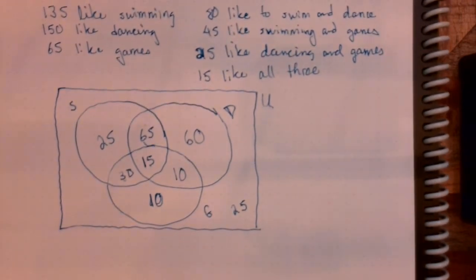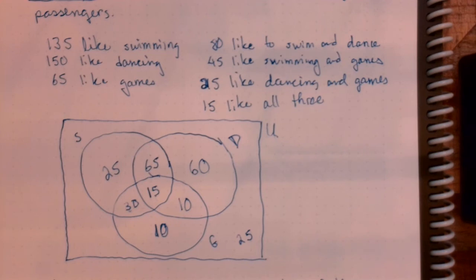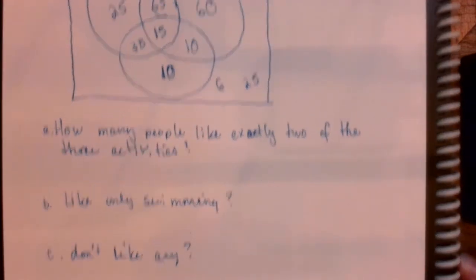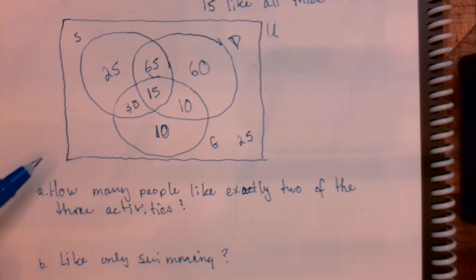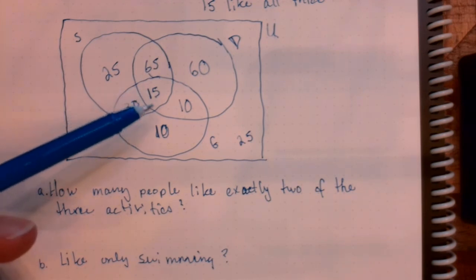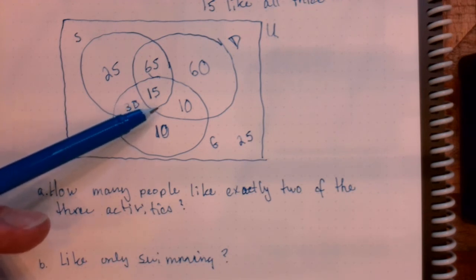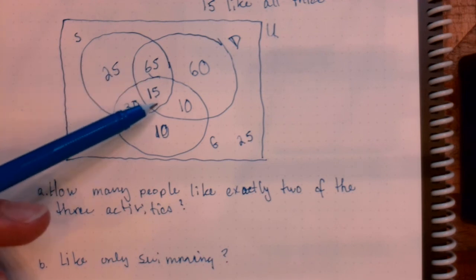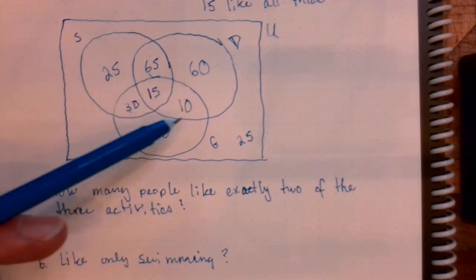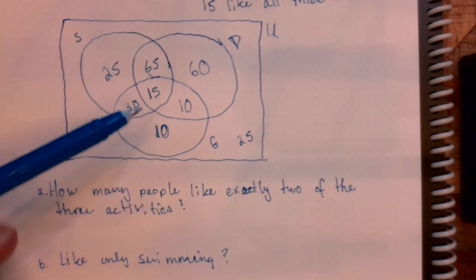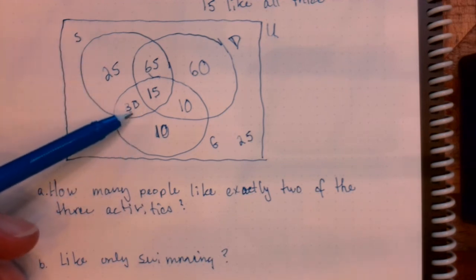Okay, so the questions that they're asking me in this problem are right here. Let's look at this right here. How many people like exactly 2 of the 3 activities? Now there's a couple of ways you could do that. Exactly 2. So in other words, these people are out. Okay, because they don't like exactly 2, they like all 3. We're talking about people that like swimming and dancing, but not games. We're talking about people that like dancing and games, but not swimming. And we're talking about people that like swimming and games, but not dancing.